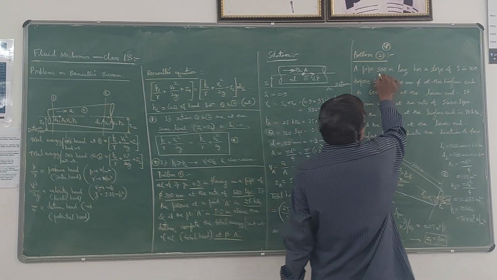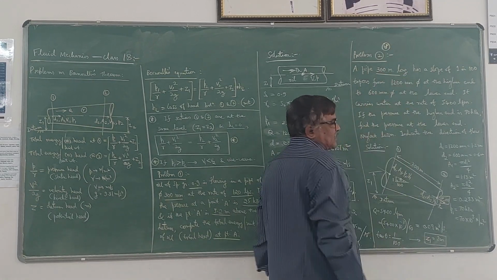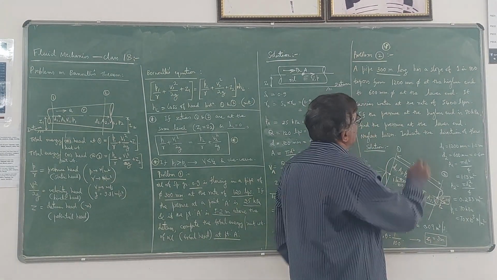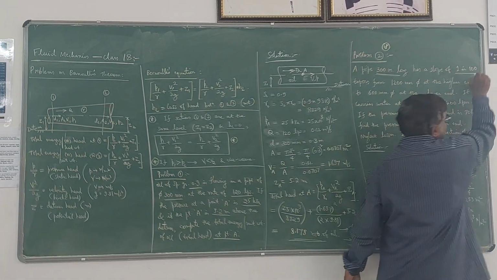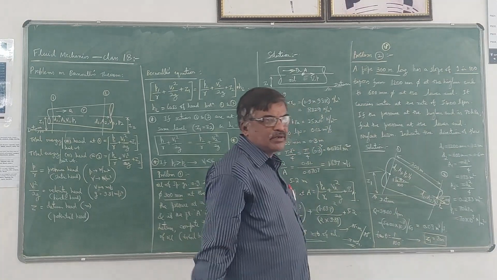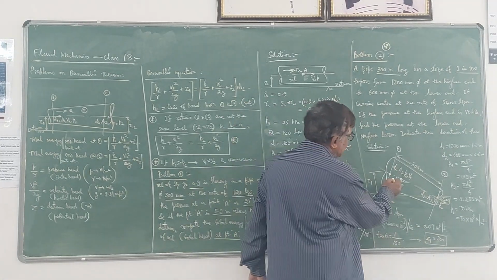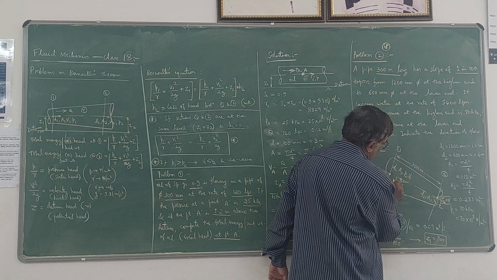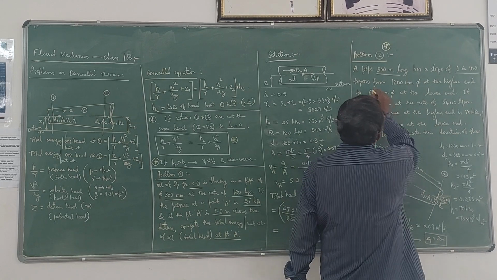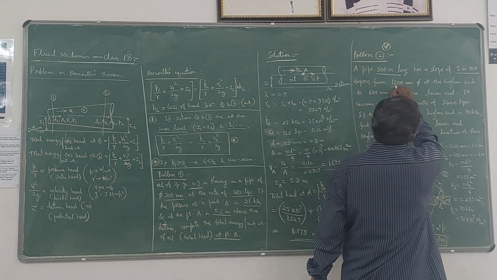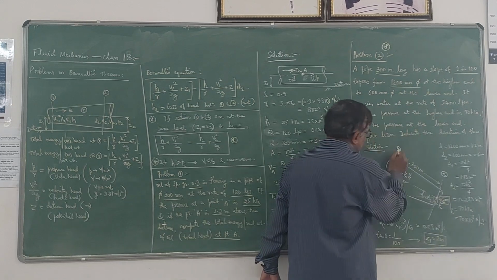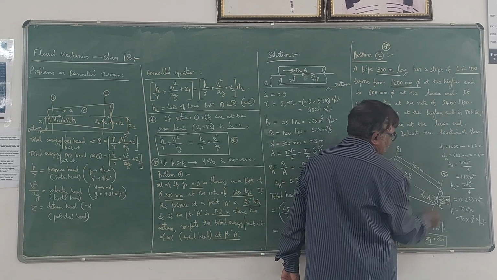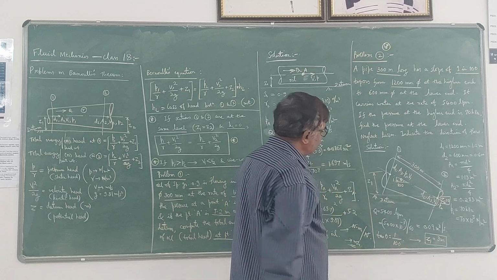A pipe 300 meters long has a slope of 1:100. So it is not a horizontal pipe, it is an inclined pipe like this. This is the central line of the pipe, inclined at 1 vertical to 100 horizontal, and it tapers from 1200 mm diameter at the higher end. This is the higher end, this is the lower end.